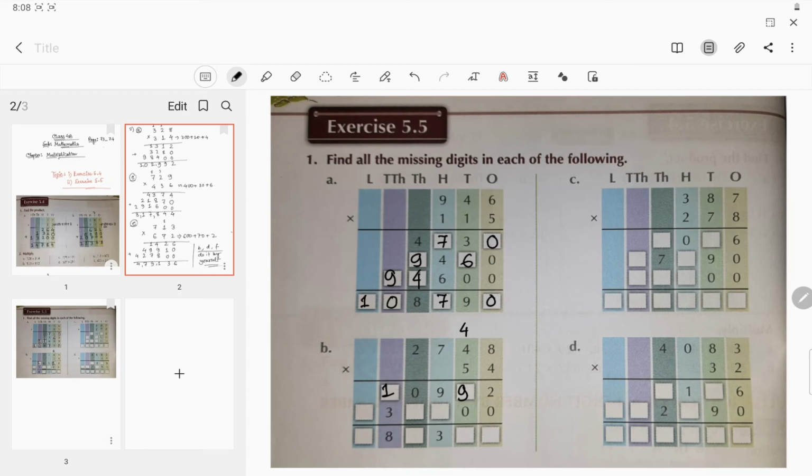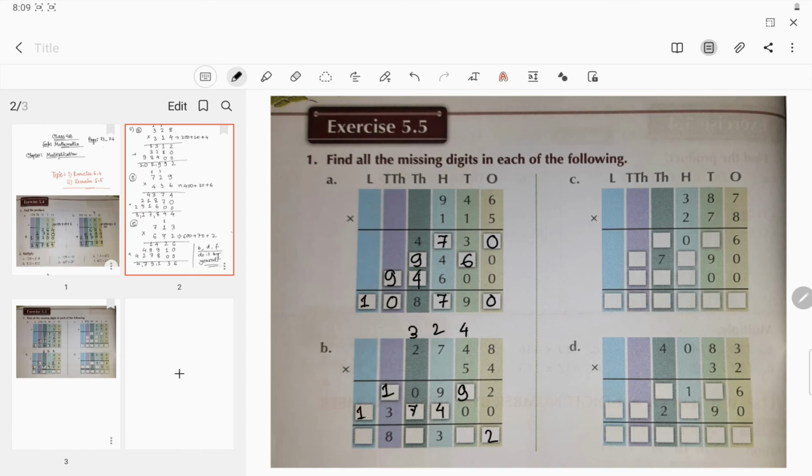And you have to write here 0. 5, 4, 20. 20 plus 4 is 24. So it will be 4 here and carry 2. So 5, 7, 35. 35 plus 2 is 37 and carry 3. So 5, 2, 10 and 10 plus 3 is 13.